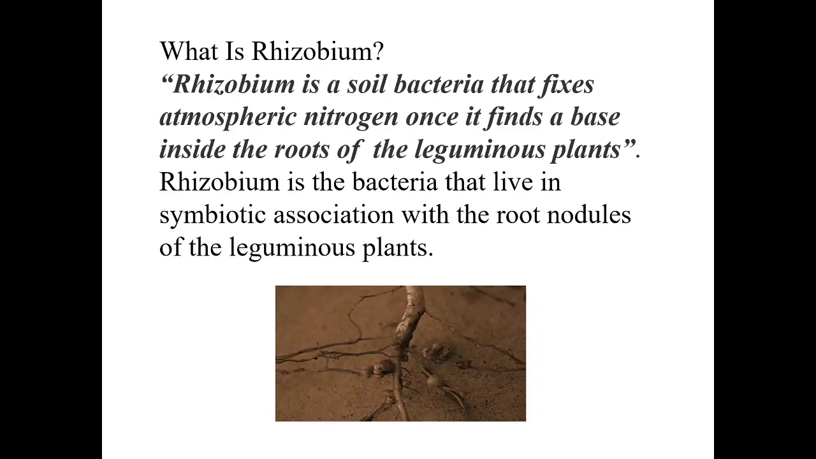The bacterium called rhizobium can take atmospheric nitrogen and convert it into a soluble form. But rhizobium cannot make its own food. So it lives in the roots of leguminous plants. So in return, the plant provides food and shelter to the bacteria. Yes, they have a symbiotic relationship.